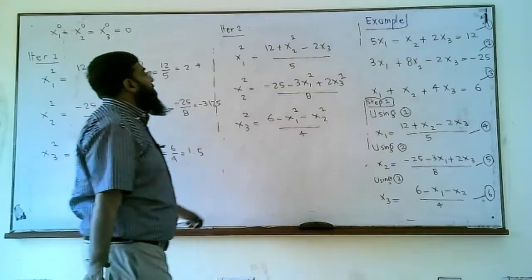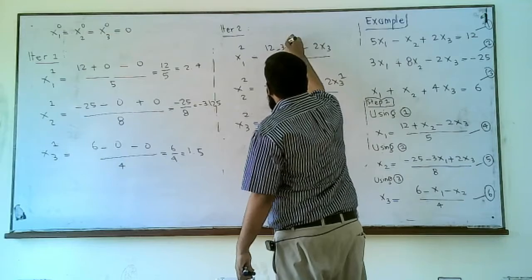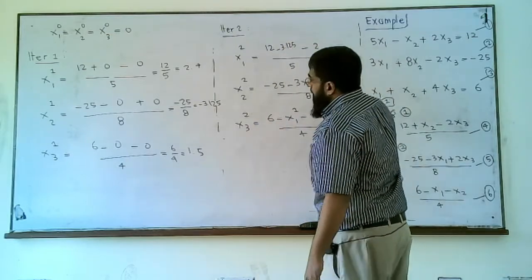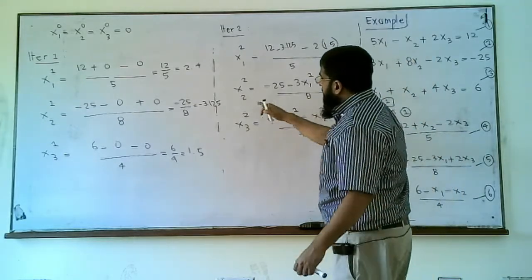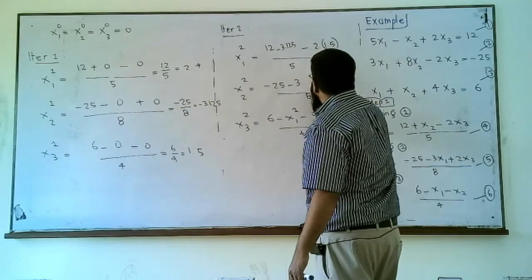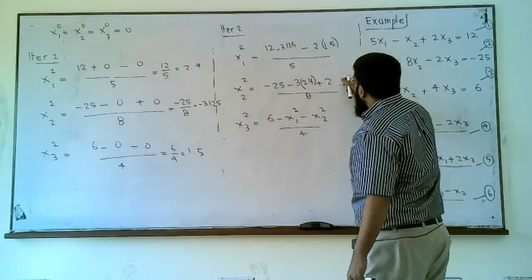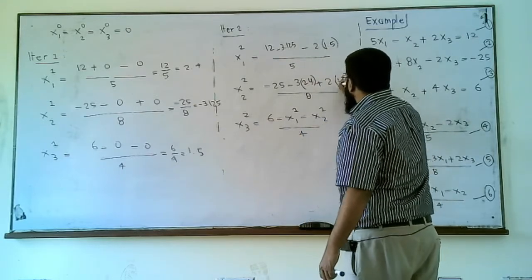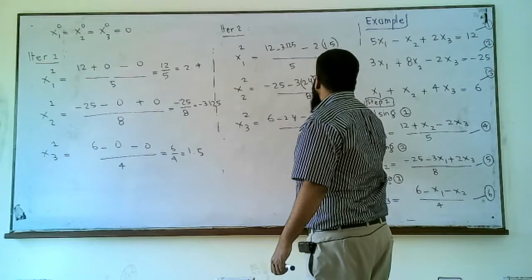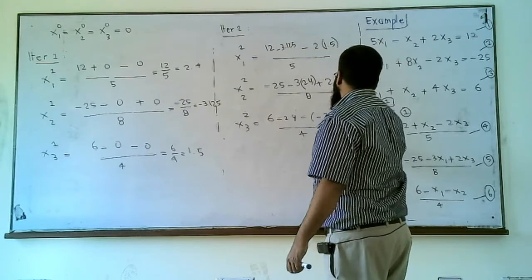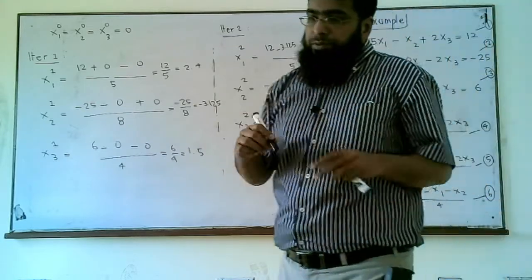So now we have these values. x2 at iteration number 1 is minus 3.125, x3 at iteration number 1 is 1.5, and x1 at iteration number 1 is 2.4.